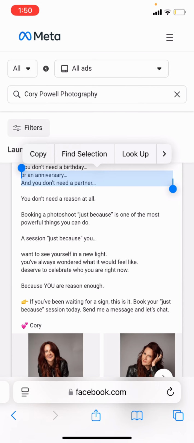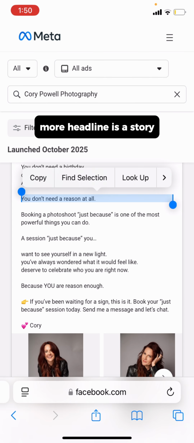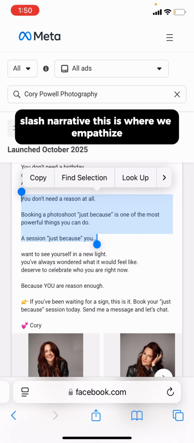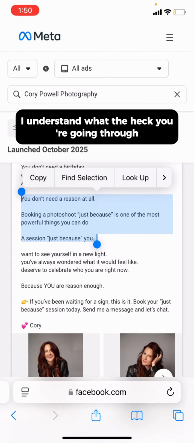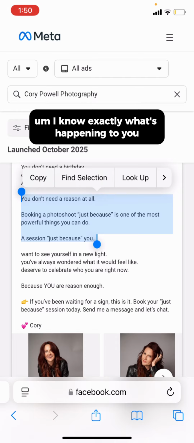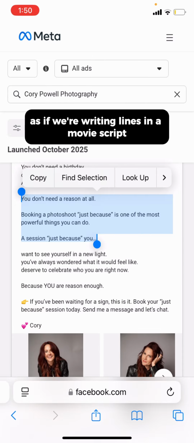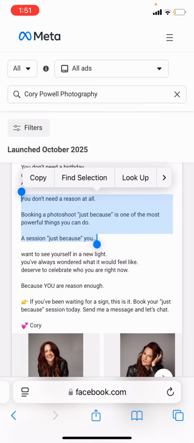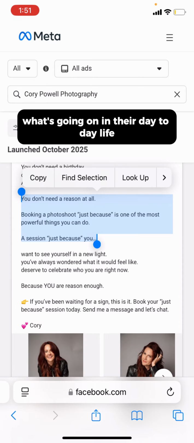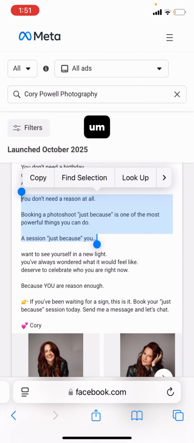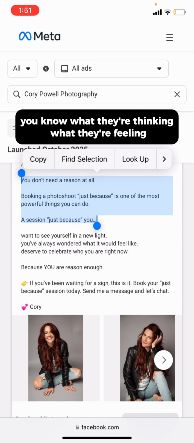Refresh creative. All right, the second thing out of three things we want to have in our See More headline is a story or narrative. This is where we empathize. This is where we say, I see you. I understand what the heck you're going through. I know exactly what's happening to you. It's basically where we write the movie script, as if we're writing lines in a movie script, and it's as if we had a third-person camera following them around. What's going on in their day-to-day life? And then we're also figuring out what they're thinking, what they're feeling.